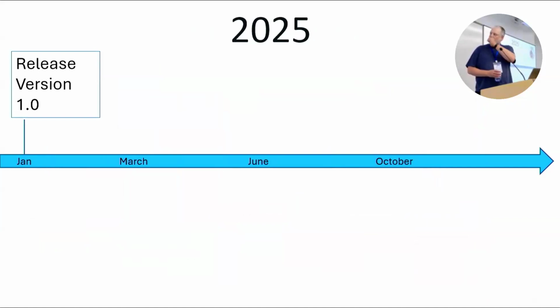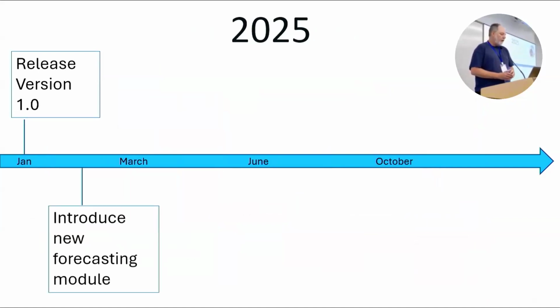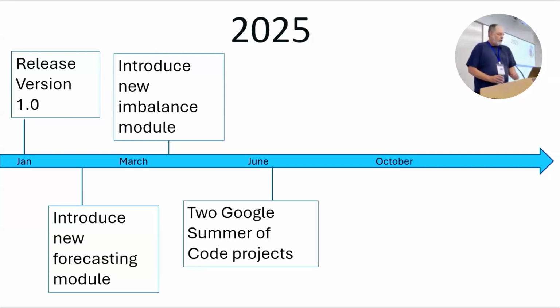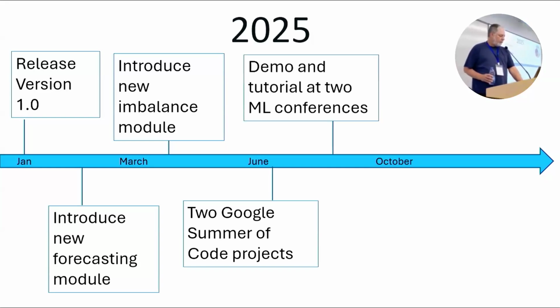First release. And the first release came with our new super lightweight forecasting module, which I promise I will get to talking about in due course. Once I'm going to show you its history. We've got a new module in imbalance because these are 2 new PhD students I've got working in this area. We're running 2 Google Summer of Code projects. We're doing some demos and tutorials at machine learning conferences over the summer.